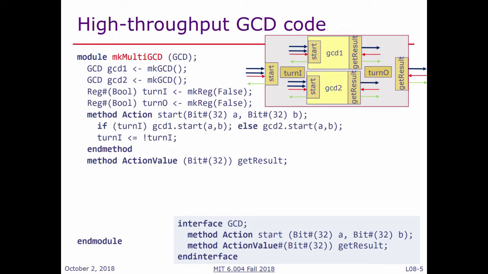Does this make sense? If the turn is true, start GCD1, otherwise start GCD2. Make sense? So when can this rule fire?